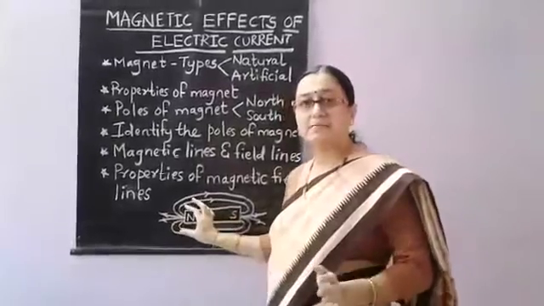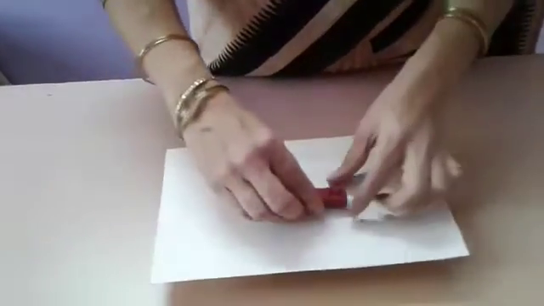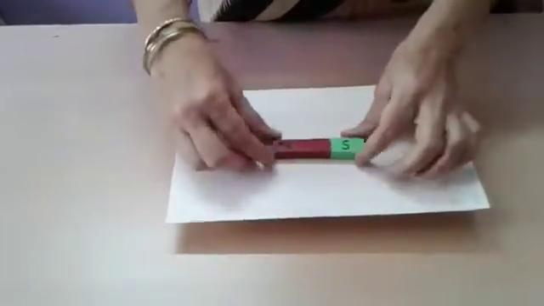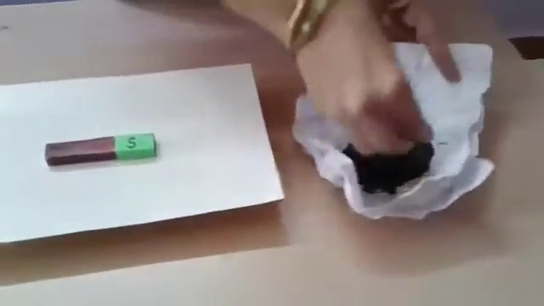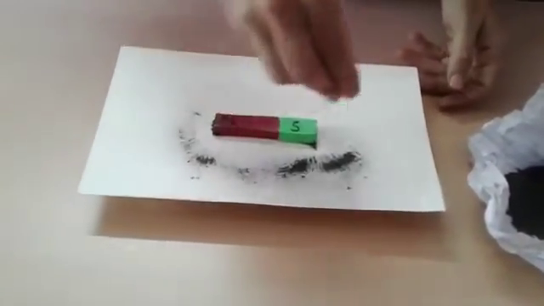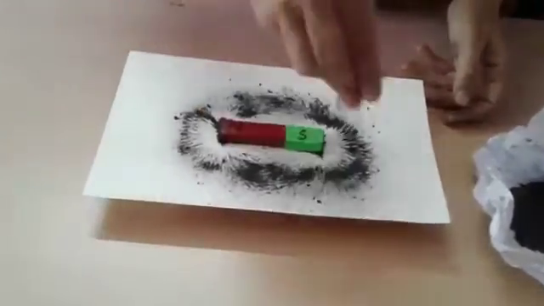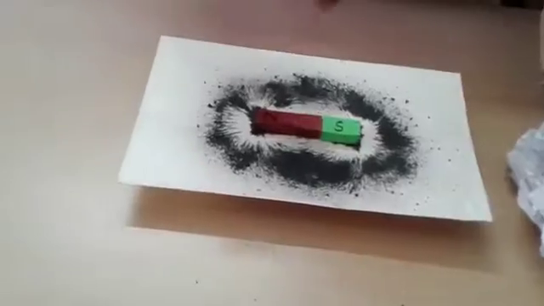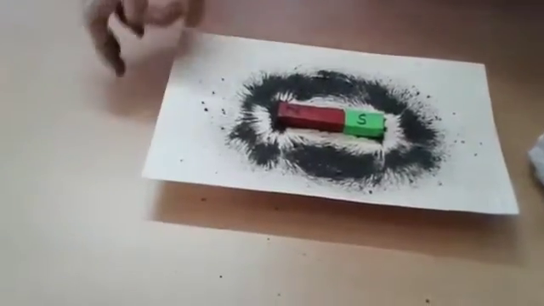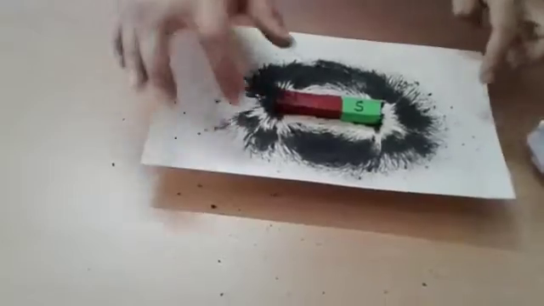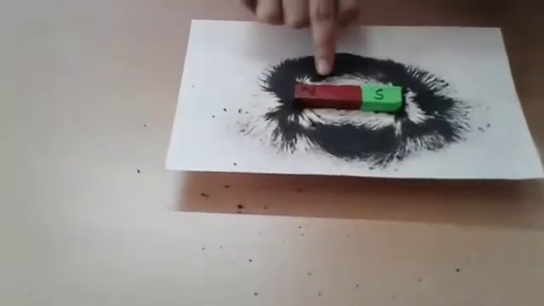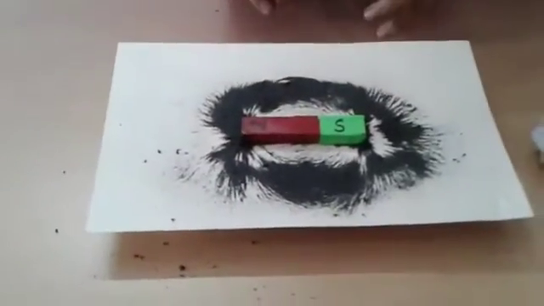around the magnet. Now let us see the magnetic lines around the bar magnet here. So I am keeping a bar magnet with north and south pole. Taking iron filings, these are pieces of iron, magnetic materials, I am sprinkling the iron filings around the magnet and tapping the edge of this board. We can see the lines here, magnetic lines around the magnet.